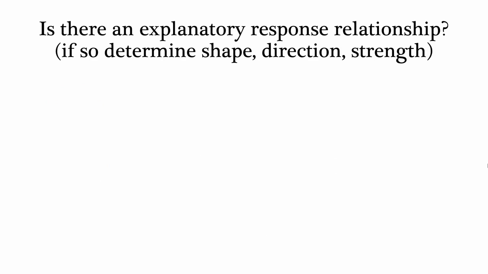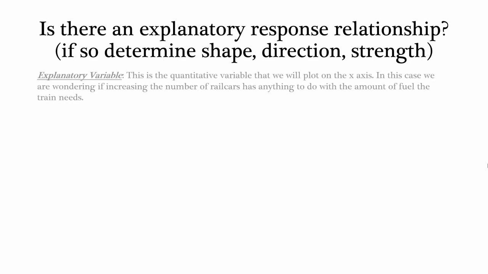So let's get some vocabulary out of the way. First, the variable that we're going to plot on the x-axis is called the explanatory variable. It's a quantitative variable, and in this case, we're wondering if increasing the number of railcars has anything to do with the amount of fuel the train needs. We're wondering if the number of railcars helps explain the variation in the fuel.